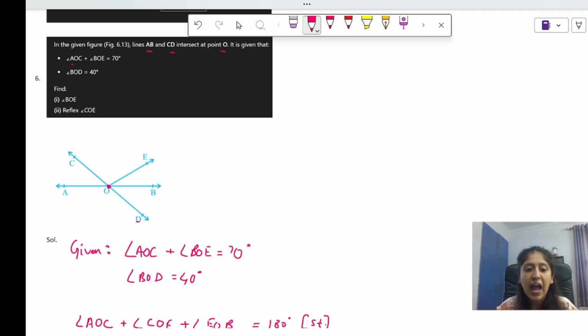It is given that angle AOC and BOE add up to 180. Angle AOC and this angle, BOD. I'm just writing it down so that you don't get confused. Okay, angle AOC and BOD add up to 180. And angle BOD with BOE. I'm so sorry. This angle AOC and BOE add up to 180 degrees and this angle is given to be 40. This angle BOD is given to be 40. Now let's just solve this.